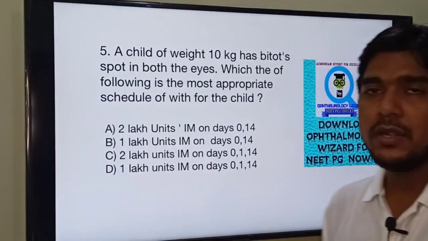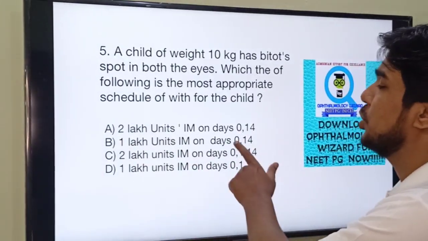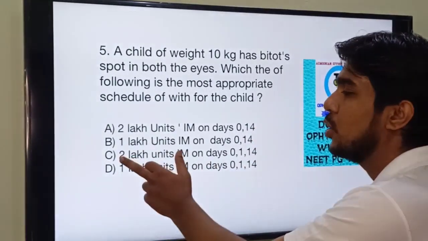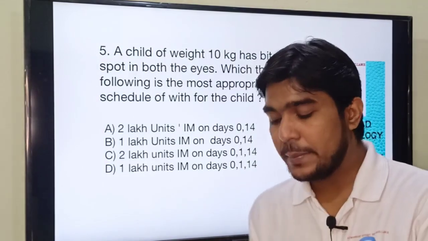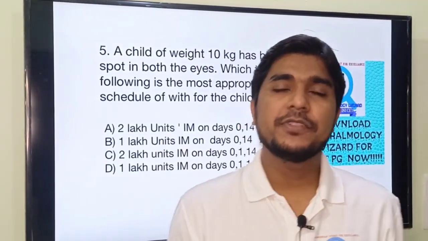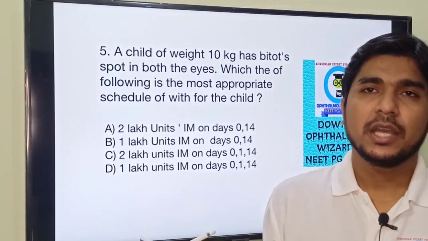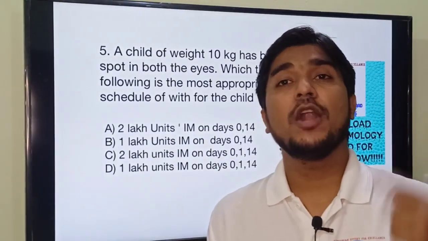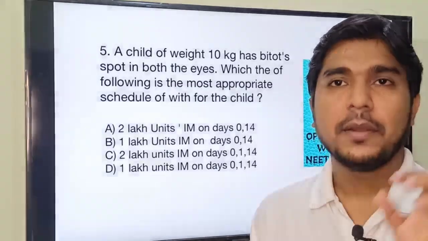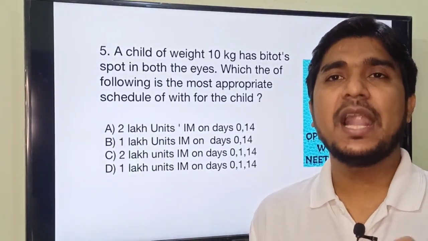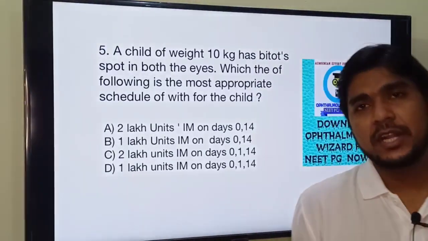It is 2 lakh international unit, 1 lakh international unit on 0 to 14 days, or 2 lakh on 0, 1, 14, or 1 lakh on 0, 1 and 14. So remember, if only the weight of the patient has been given, the cutoff is 8 kg. If the weight is 8 kg or more, you have to give 2 lakh international unit orally, and half of this, 1 lakh international unit, intramuscularly at 0, 1 or 28 days.